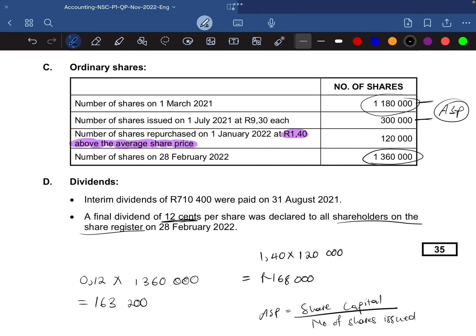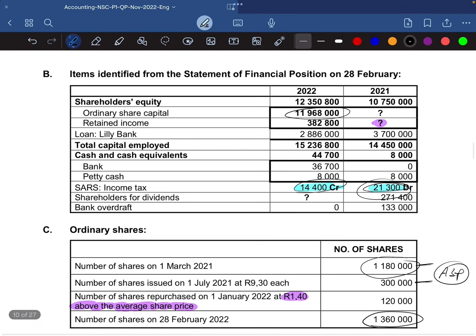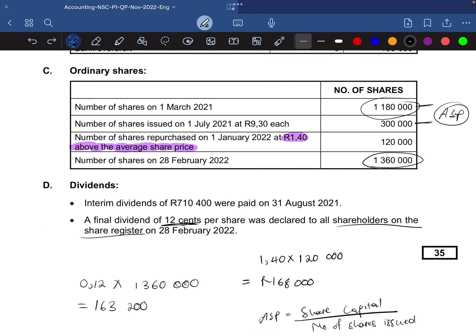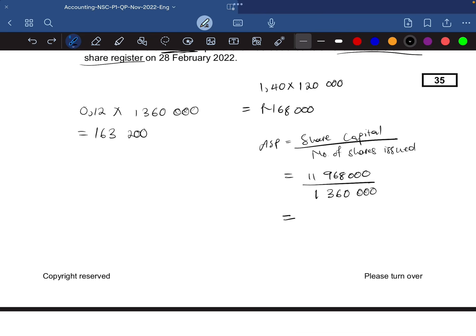But we do not know what these are worth because we are not given the ordinary share capital at start, so we can't really use that. Now, using our balance at the end, we can actually find the average share price because this was supposed to be sold at the average share price, but the business had to pay an extra amount of 1.40 above the average share price, right? So let me just quickly calculate. Divided by 1,360,000, so that's 8.8. So this is the average share price.